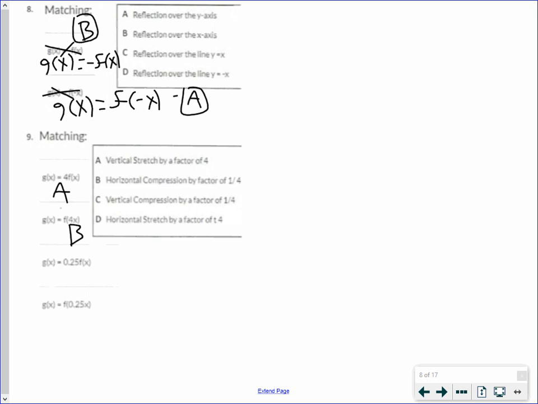G of x equals 0.25 times f of x. 0.25 is the same thing as 1/4. It's outside of the parentheses, affecting the y directly. So that means it's going to be a vertical compression by 1/4, or C. G of x equals f of 0.25x. 0.25x is the same thing as 1/4 x. 1/4 is equal to 1 over b, so in this case, our b is 4. So we have a horizontal stretch by 4.